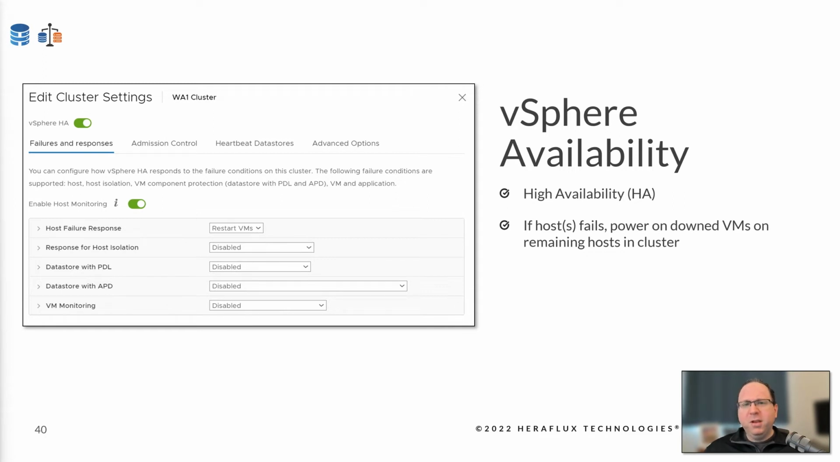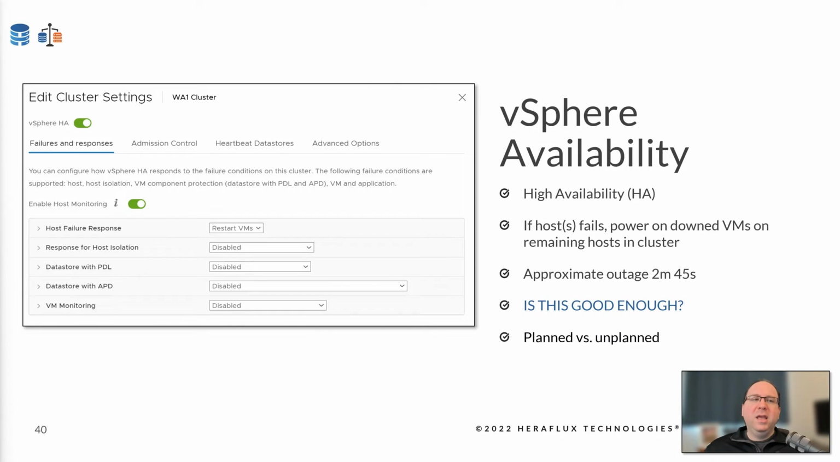If a host goes down, it goes, I know what VMs were on that host. Do we have enough capacity somewhere else to go turn them on? And if so, do it. Usually, that approximate outage is about 2 minutes, 45 seconds, give or take. Is that good enough? And then the big thing for me, does this deal with unplanned situations appropriately? And then where do planned outages come in here?